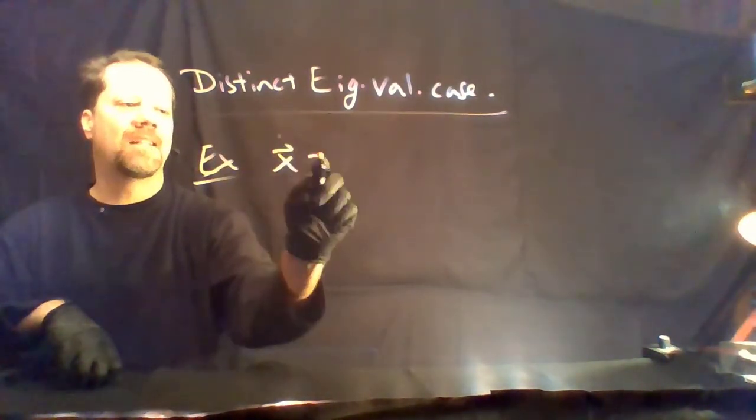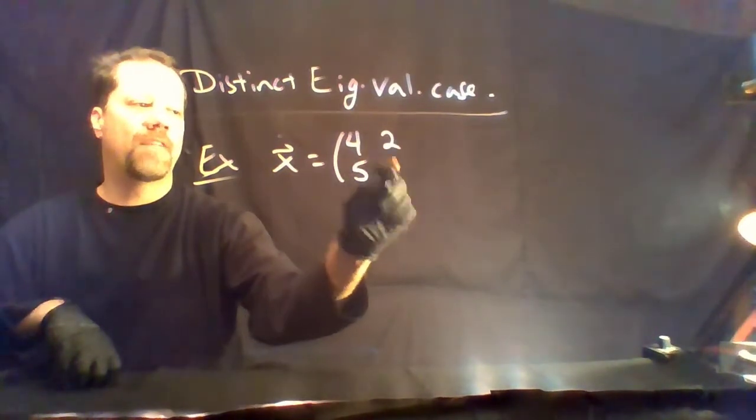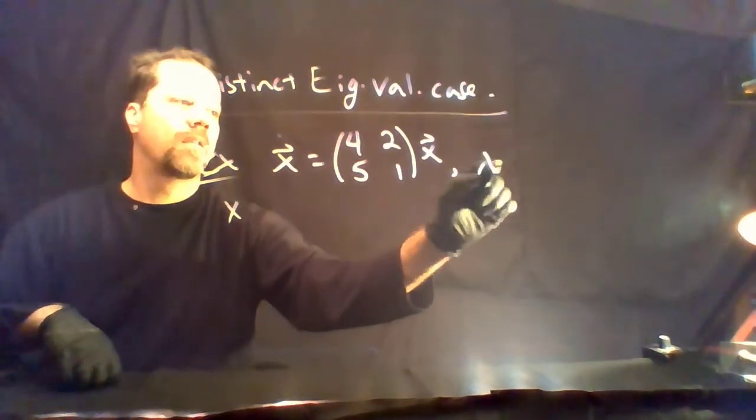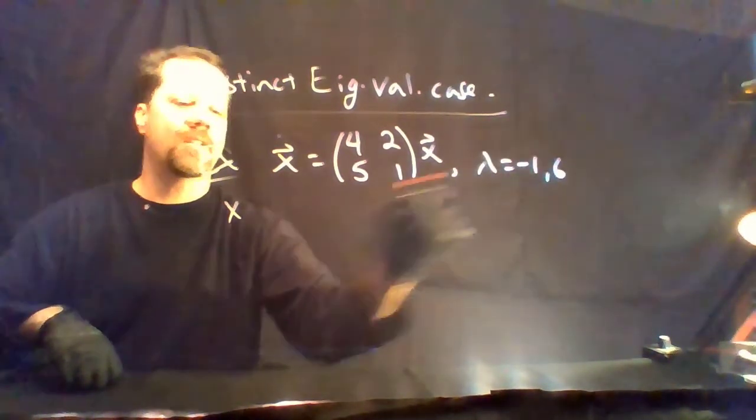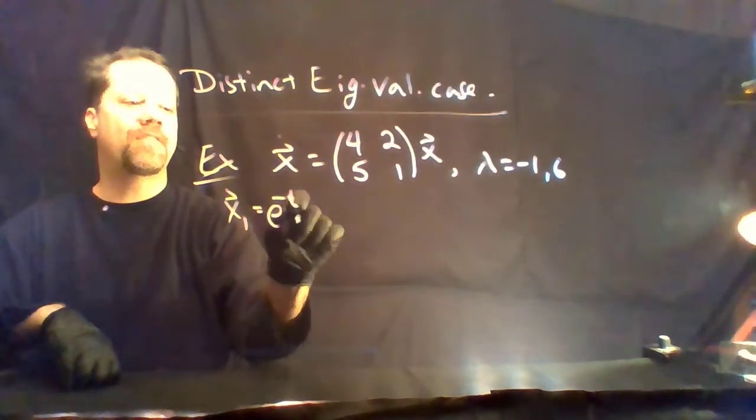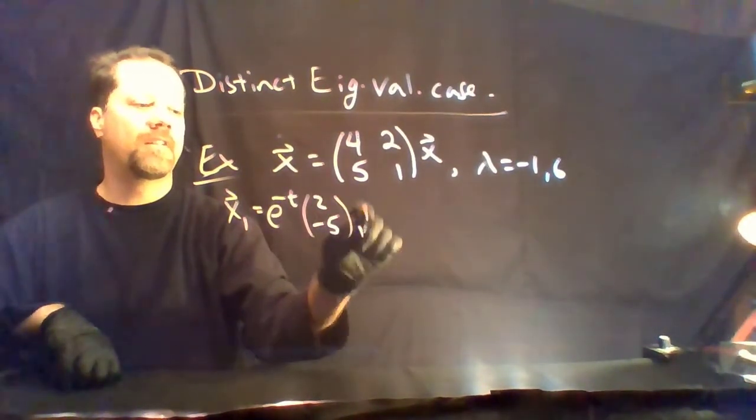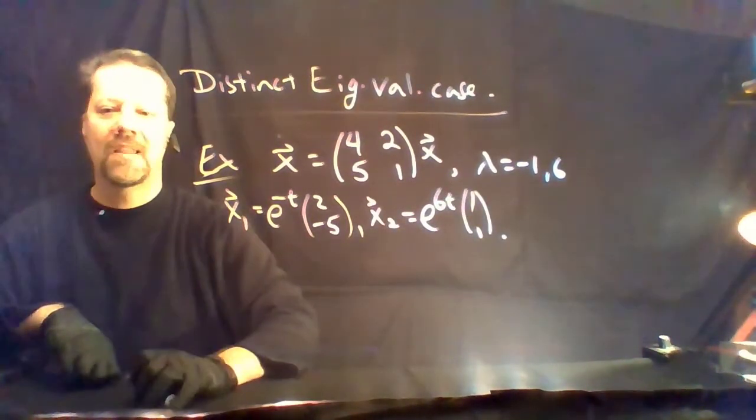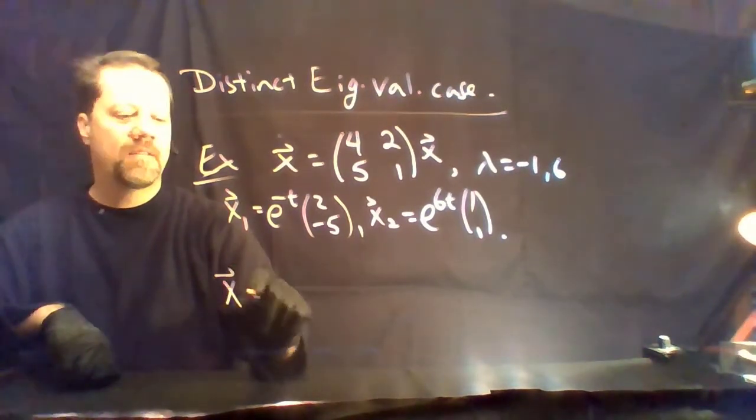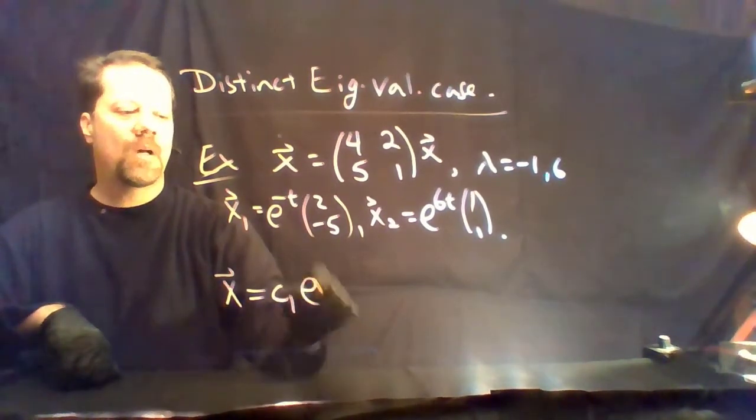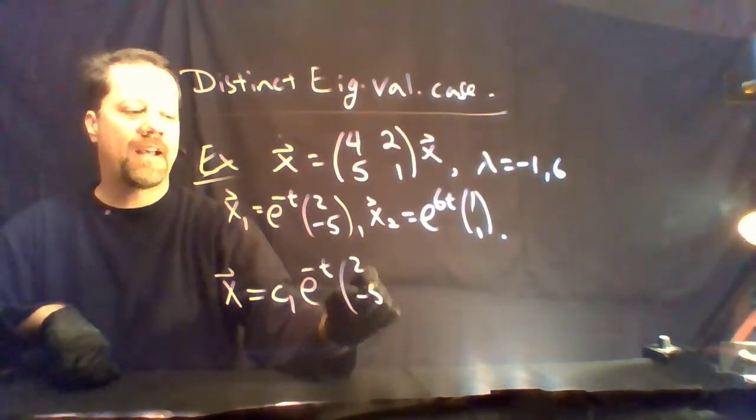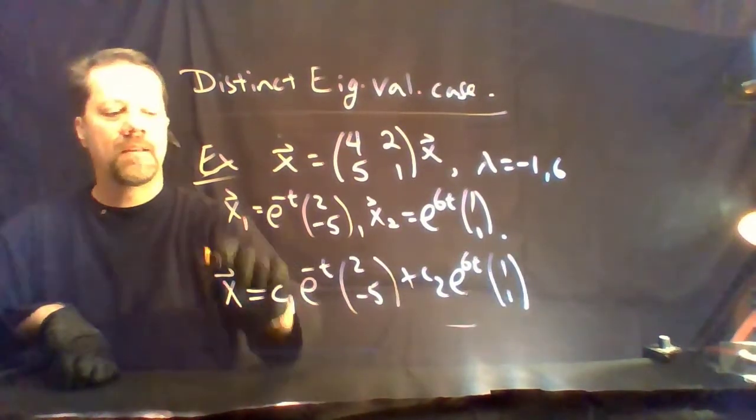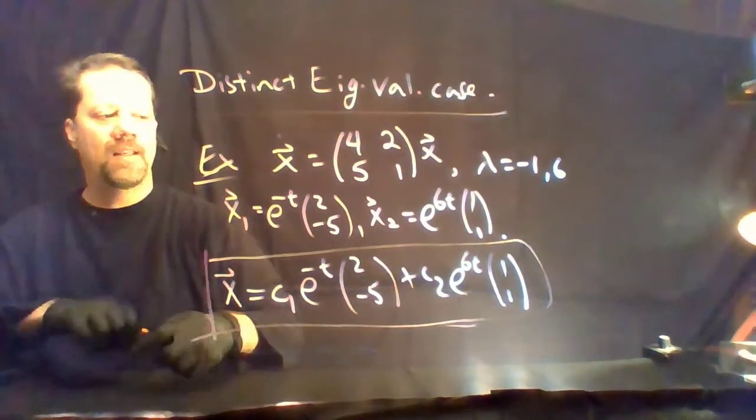If x dot is the matrix 4 2; 5 1 times x, we already know that lambda equals -1 and 6. We have x1 equals e to the -t times (2, -5), and x2 equals e to the 6t times (1, 1). By the last theorem, we can represent all solutions as c1 e to the -t times (2, -5) plus c2 e to the 6t times (1, 1). Every solution will be in this list.